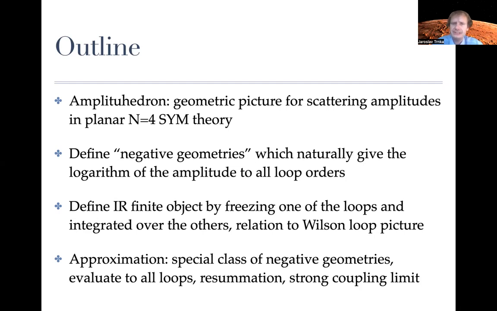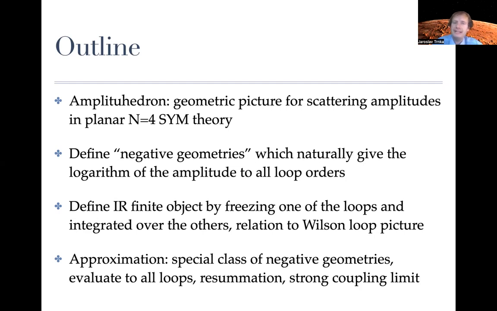Now, this looks like just a small change. So instead of amplitude, I take the logarithm of the amplitude. But it will be very important because the L loop amplitude in general suffers from IR divergences. But in gauge theories, the IR divergences exponentiate. And in N=4 super-Yang-Mills, they take a particularly simple form. And the logarithm of the amplitude will have a very simple or very mild IR divergence. And starting from that, we would be able to define some IR finite objects by freezing one of the loops. So I will describe what I mean by that.